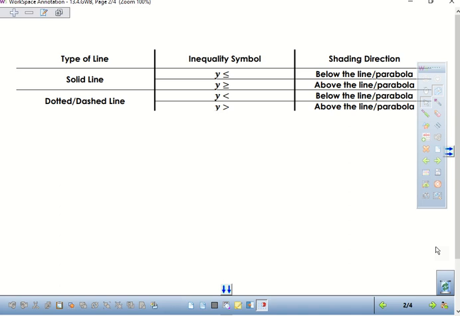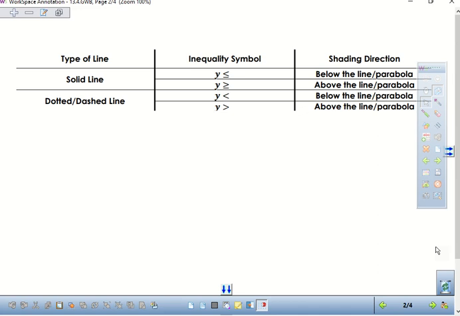Next, we have, of course, the dashed and dotted line. The dashed and dotted line occurs when we don't have the equal sign under the inequality. And lastly is if we're shading above or below. We shade below the line when it's less than, so if it's less than or equal to or less than, and we shade above the line when it's greater than or equal to or just greater than.